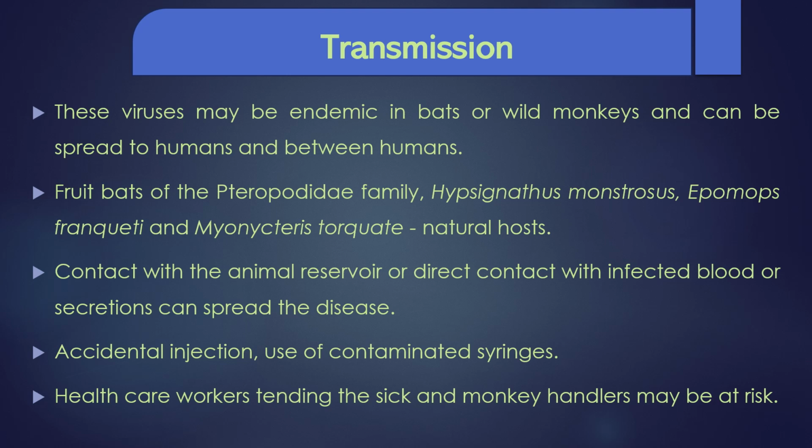Mode of transmission of Ebola viruses. These viruses may be endemic in bats or wild monkeys and can be spread to humans and in between humans. Fruit bats of the Pteropodidae family, including the species Hypsignathus monstrosus, Epomops franqueti, and Myonycteris torquata, are believed to be the natural hosts of Ebola viruses, with humans and other mammals serving as accidental hosts. Contact with the animal reservoir or direct contact with infected blood or secretions can spread the disease.